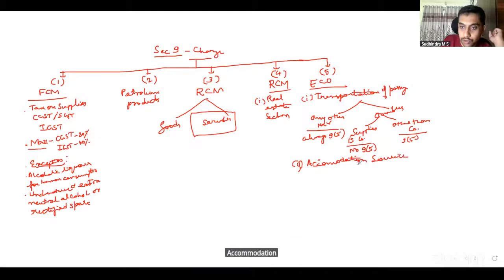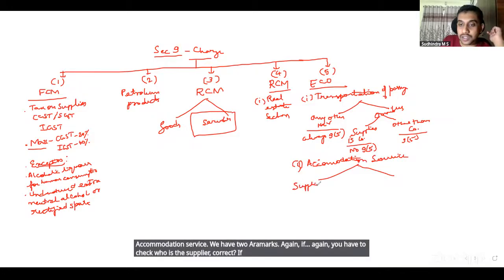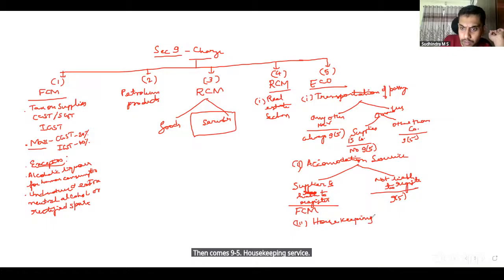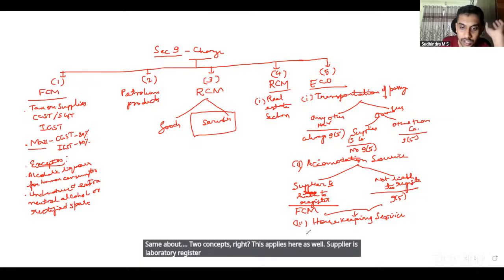Similarly, second one with regard to accommodation service, we have two arrow marks again. You have to check who is the supplier, correct? If supplier is liable to register, not registered, liable to register, then forward charge. Not liable to register, then comes 9.5. Same way, housekeeping service, same two concepts apply here as well. Supplier is liable to register, forward charge; not liable to register, 9.5.